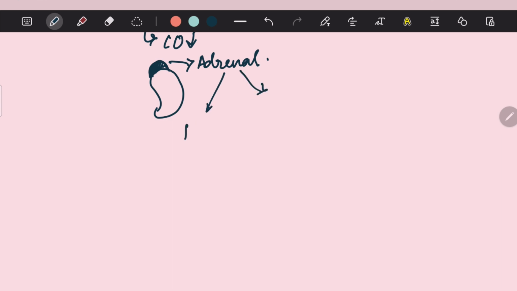We all know about the presence of a gland which is situated above the kidney, known as the adrenal gland. This gland secretes two hormones, adrenaline and noradrenaline.